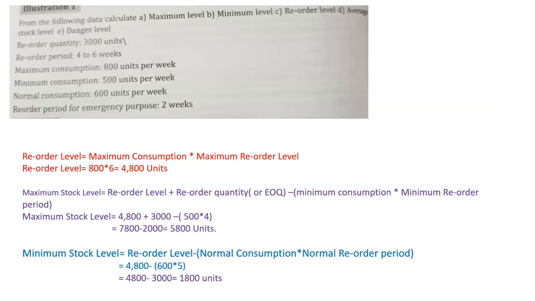Next is maximum stock level: reorder level plus reorder quantity minus minimum consumption into minimum reorder period. Okay, one second.